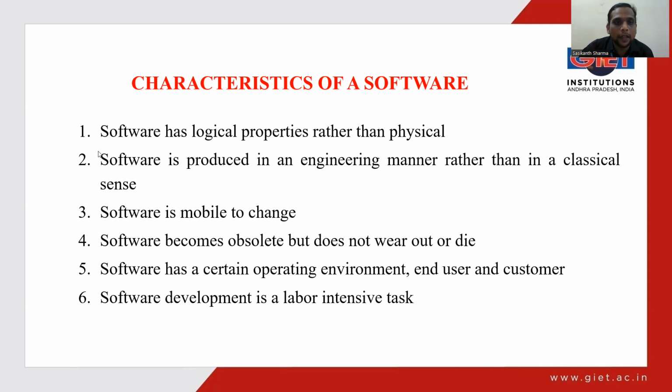We can see here, first, software has logical properties rather than physical. Software is produced in an engineering manner rather than in a classical sense. Software is amenable to change. Software becomes obsolete but does not wear out or die. Software has a certain operating system, end user, and customer. Software development is a labor-intensive task. So these are all the various characteristics we have, and we will see each one of them in detail in the coming slides.